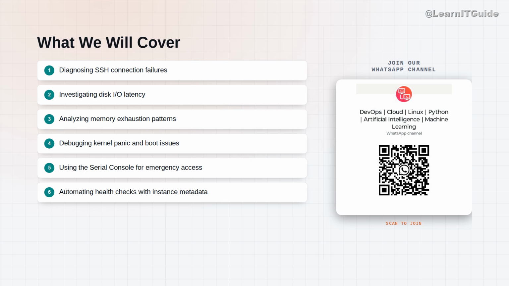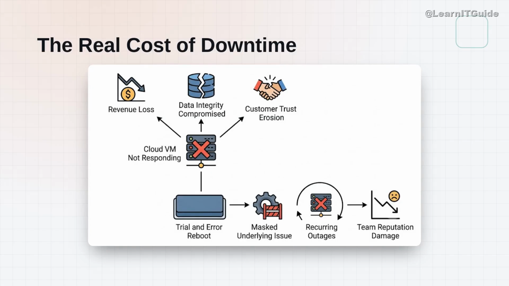Let us get started. So why does this matter? When a cloud VM stops responding, you are not just losing connection. You are losing revenue, data integrity, and customer trust. Without a structured troubleshooting process, engineers often rely on trial and error reboots. This is dangerous because it masks the underlying issue. It leads to recurring outages that will eventually cost your team their reputation. Let us see how to handle this correctly.